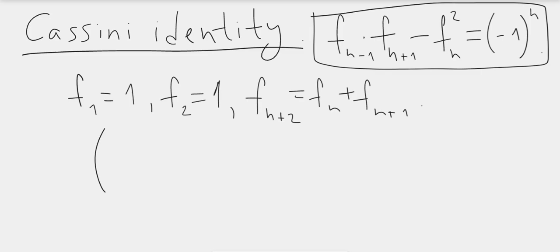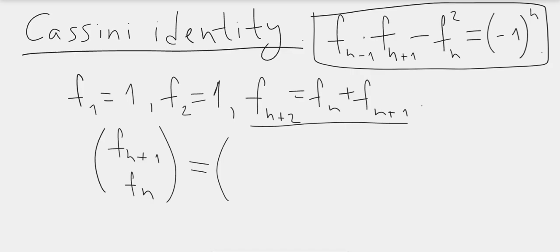And in particular, I showed there that this recurrent relation can be rewritten in the matrix form like this. The vertical vector (f(n+1), f(n)) is equal to the matrix 1 1 1 0 multiplied by the vector (f(n), f(n-1)).